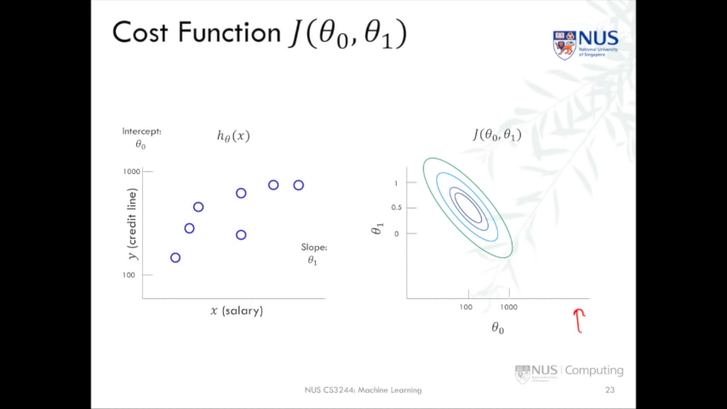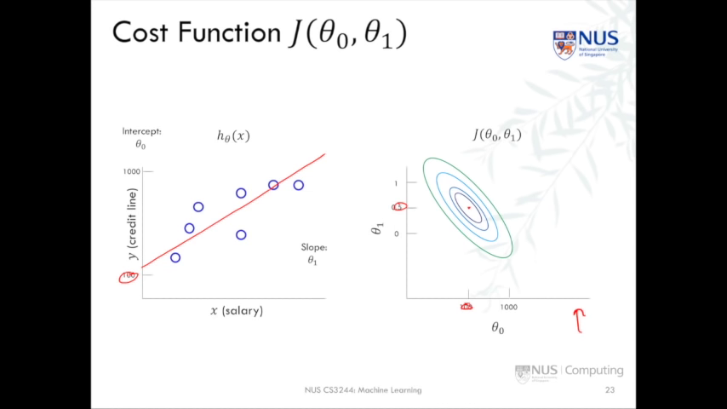Let's take a look at an example where we pick a good line. In this case, it would have a value close to 100 as the intercept, and the slope of approximately 1/2. So it would be right in the center here.